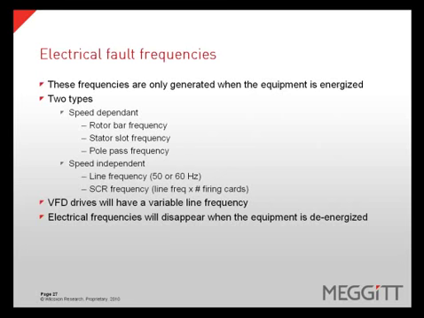Electrical fault frequencies will only be generated if the equipment is running. There are two types of electrical faults to consider. Speed dependent, meaning that they are derived from some mechanical makeup of the electrical system, such as rotor bars, stator slots, or poles. There are also speed independent frequencies such as line frequency or SCR firing frequency. VFD drives will have a variable line frequency because the line frequency is varied to control the speed of the motor. Electrical frequencies will disappear when the equipment is de-energized.